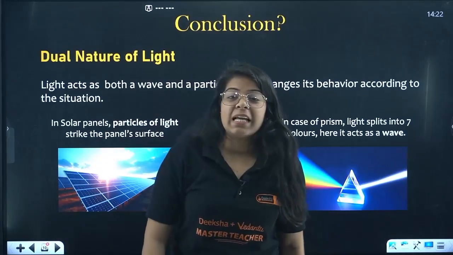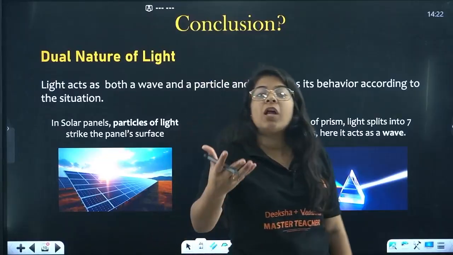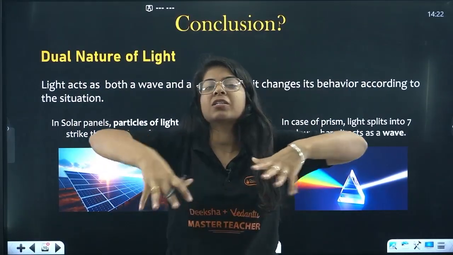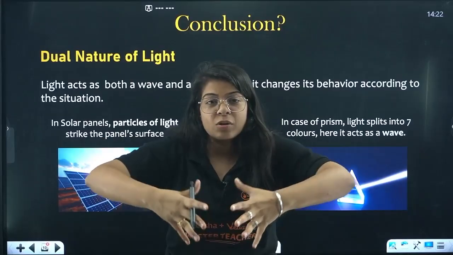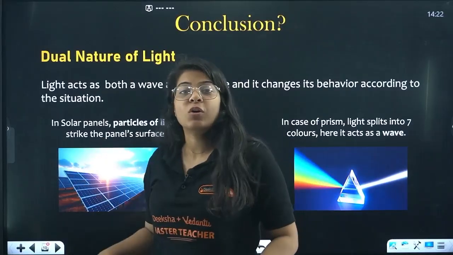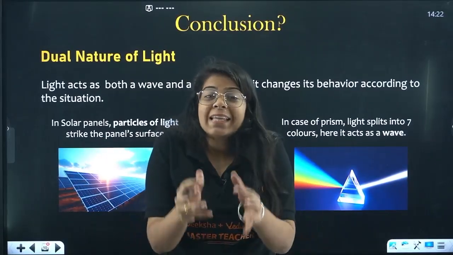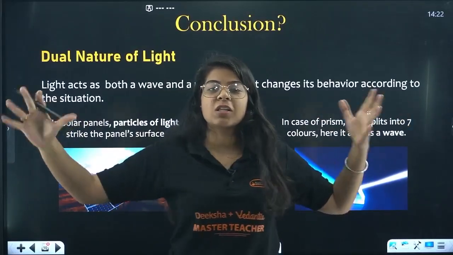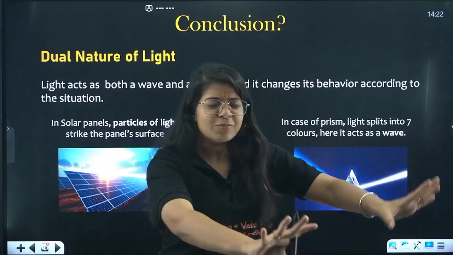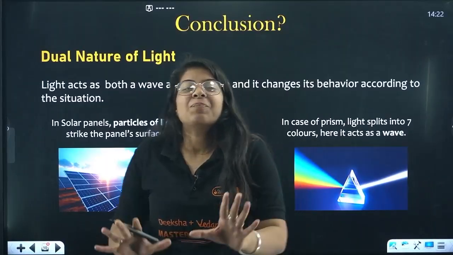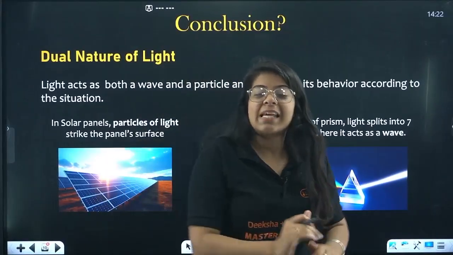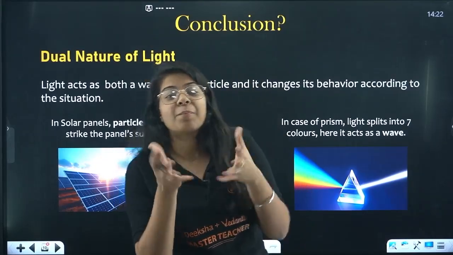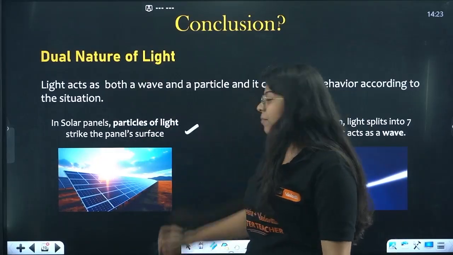So basically, when you see solar panels, what are we doing? We are attracting all the light from the sun and collecting it on a solar panel, or we are using solar cookers. In that case, we are collecting photons and they are ejecting electrons, and that is giving us photoelectric current. Too much stuff, ma'am. Wait. Basically, in solar cells and solar panels, the light is acting as a particle. That's all you have to remember.